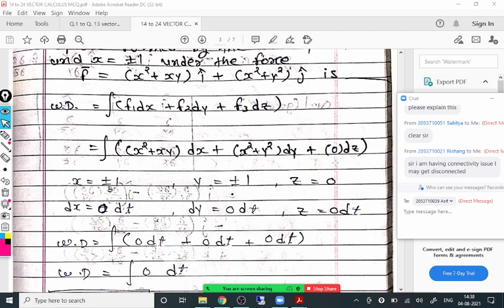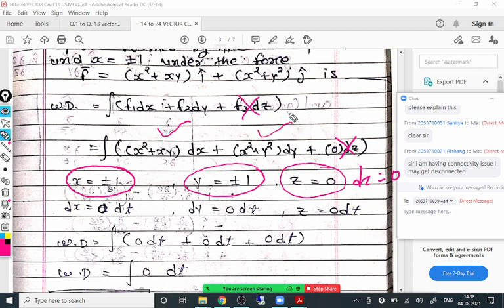The path we are given is a square, so we have to find the work done with x equal to plus or minus 1, y equal to plus or minus 1, and z is 0. Obviously the square is in the xy plane. So dz is 0, since z is 0. There is no need to write the term of f3. So this is 0 at the end. So that's written correctly. Now, what did he do?